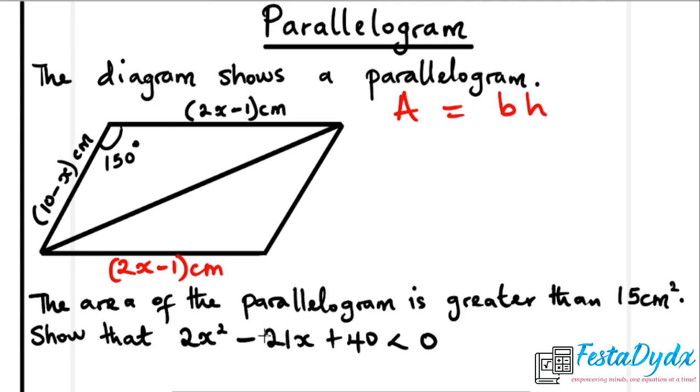So from this question, we can see that the area is given, though not necessarily the area, but there's a condition there. It says that it is greater than 15 centimeters square. So the area is greater than 15 centimeters square. We have something to work with. So now we need to look for the height. We have to obtain this height. So from obtaining the height, we can use this particular condition to solve this question to show that 2x squared minus 21x plus 40 is less than 0.